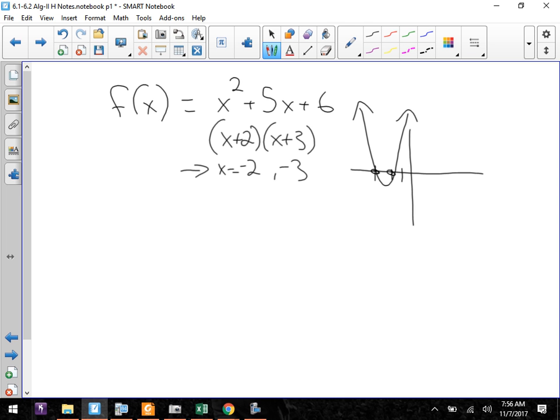Now, the other thing that happens then, you have what's called a change of direction. In a parabola, how many changes of direction are there? 1. It goes down and up, which means you're going to have n minus 1 changes of direction.